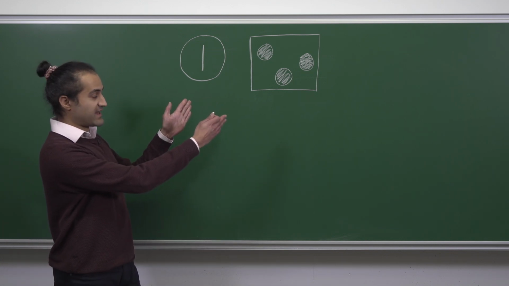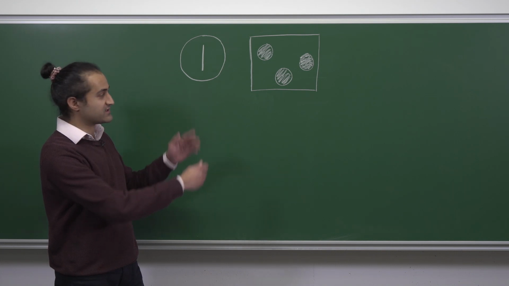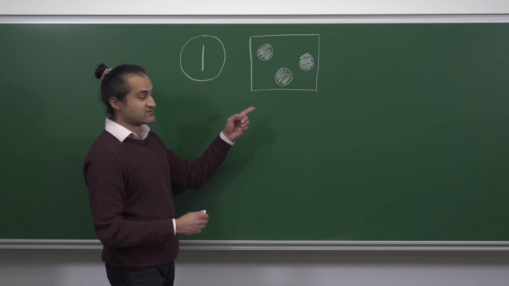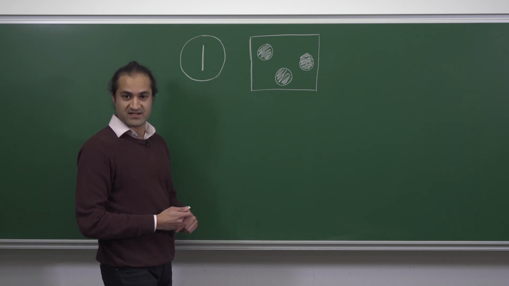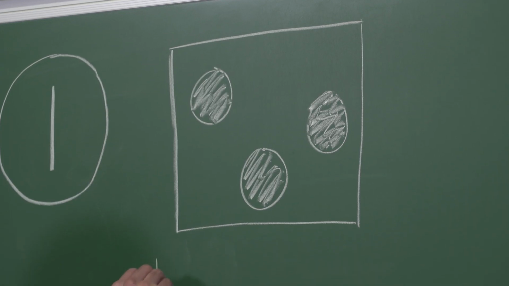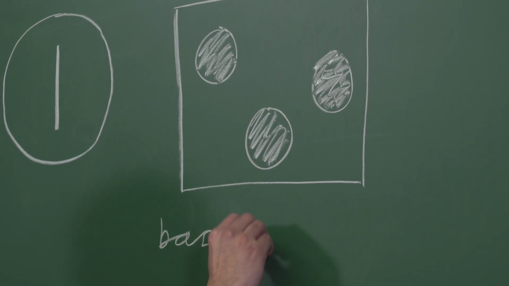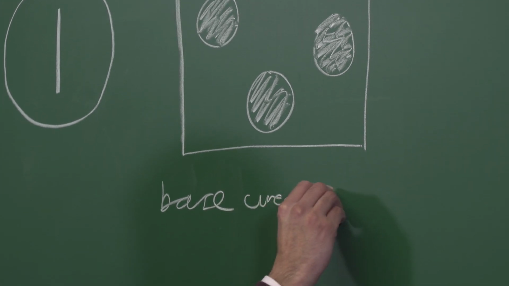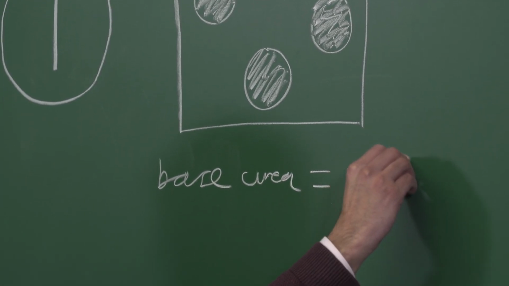Now, the total cross-sectional area of the cuboid is x, and each of these 3 cylinders has cross-sectional area y. And so the total base area is x minus 3y.